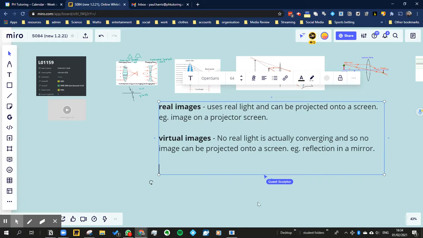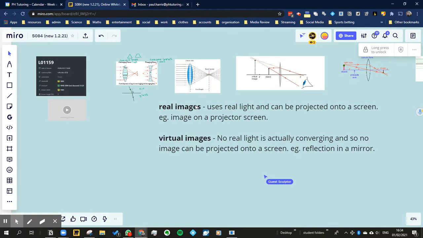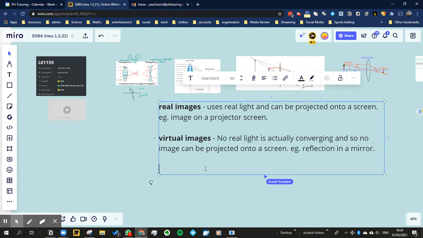When you're describing an image, then you can talk about whether or not the image is real or virtual. But you can also talk about whether it is magnified or diminished. So that just means whether it's, well, we know what magnified means. So it's whether it's increased in size, or diminished means when it becomes smaller.